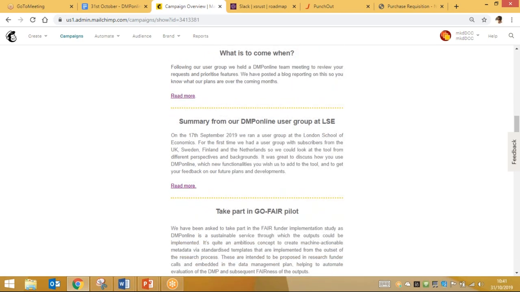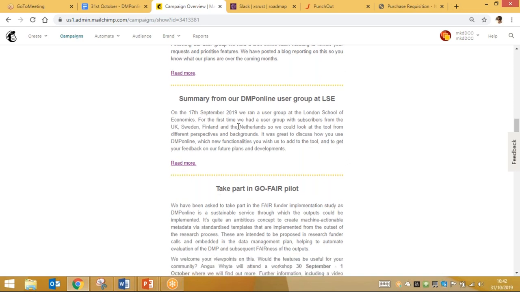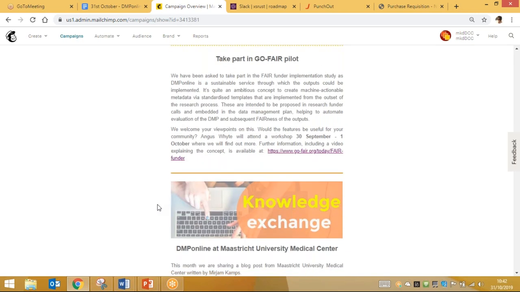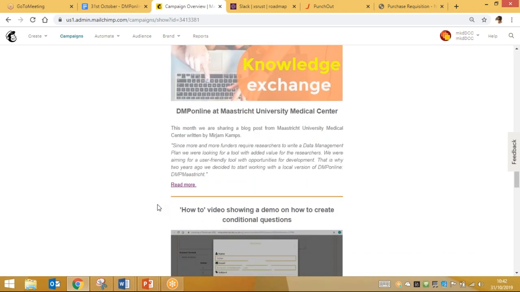And then last month we were having a user group at London School of Economics. Sarah put together a summary of all the points that were discussed about where we will go next and which features we are planning to work on. This time our group was really interesting because we were joined by institutions from the UK, Sweden, Finland, and the Netherlands. The discussions were really interesting and it was nice to have such a variety of people working together. And last month, we were sharing a story from Maastricht University from Miriam. So if you follow this link, you'll be able to read more from Miriam.